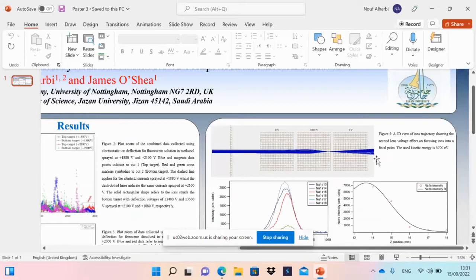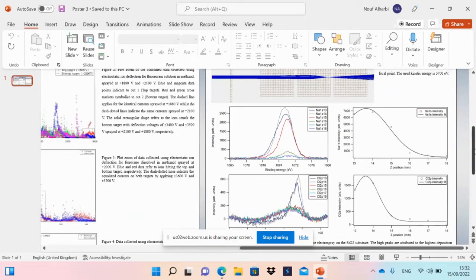Figure 5 is a SIMION simulation. We use it to know whether the lens defocuses the beam over the whole sample. Figure 6 is about NaCl, sodium chloride. We introduced it to test the success of the Einzel lens in real life using XPS. And we see that the Einzel lens has no effect on sodium chloride deposition.